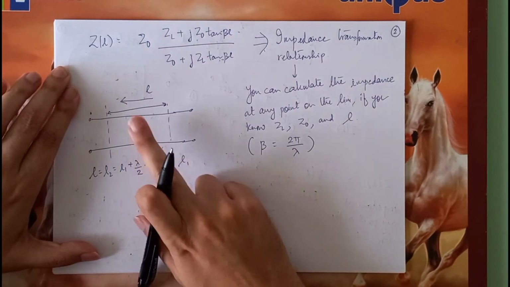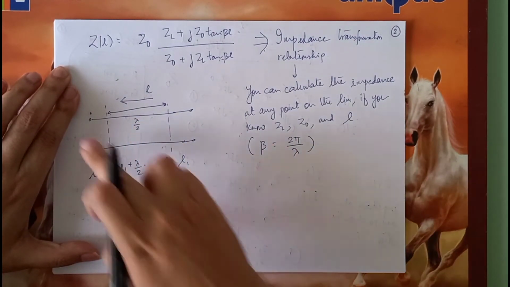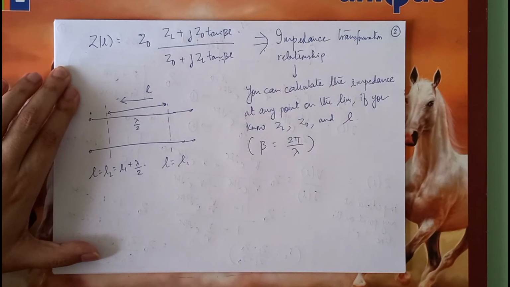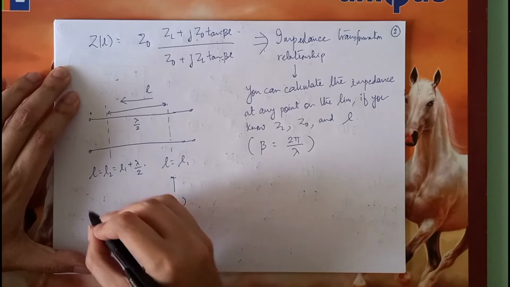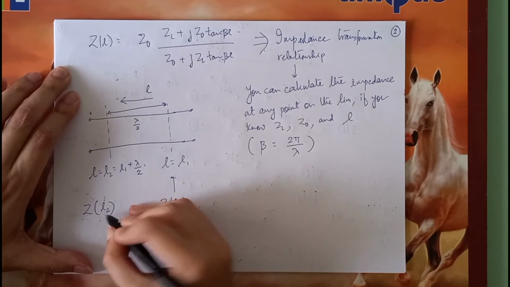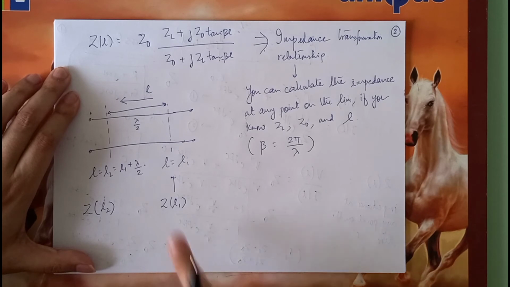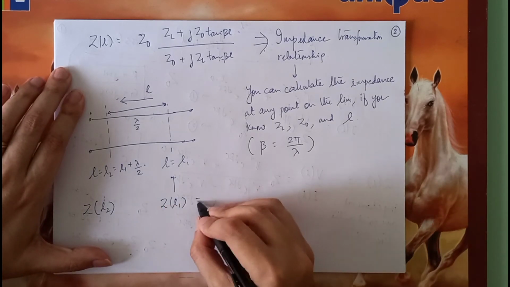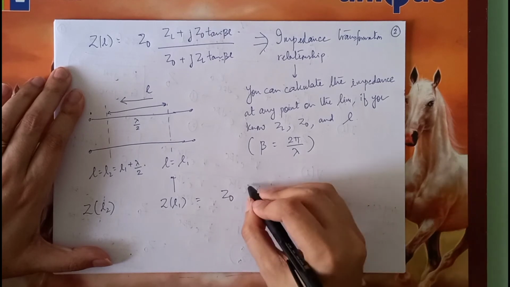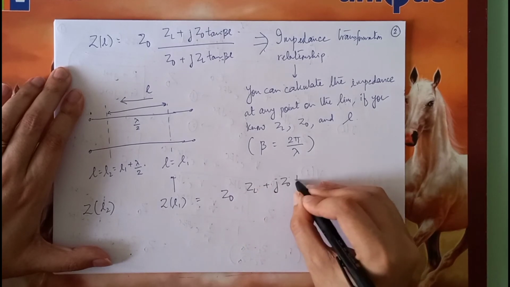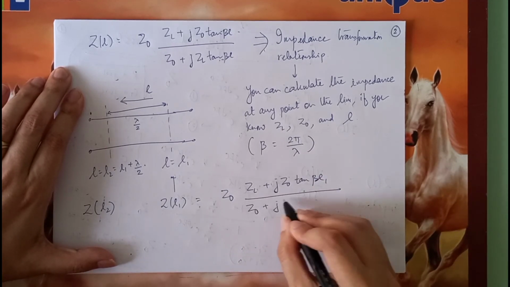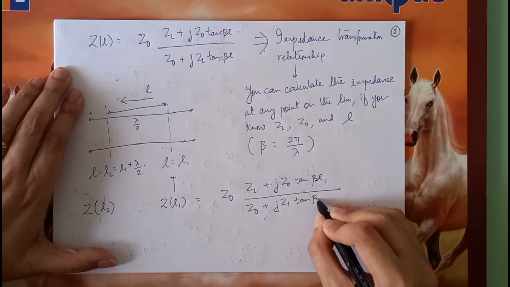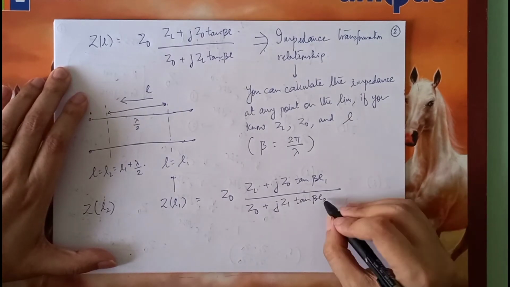Half a wavelength of what? Half a wavelength of the wave that is actually traveling in the line. So the question now is, if the impedance at this point is some Z of L1, what can be said about Z of L2 in relation to Z of L1? So Z of L1 we can write as this: Z0 times ZL plus JZ0 tan beta L1 divided by Z0 plus JZL tan beta L1. Sorry, L1, not 2.